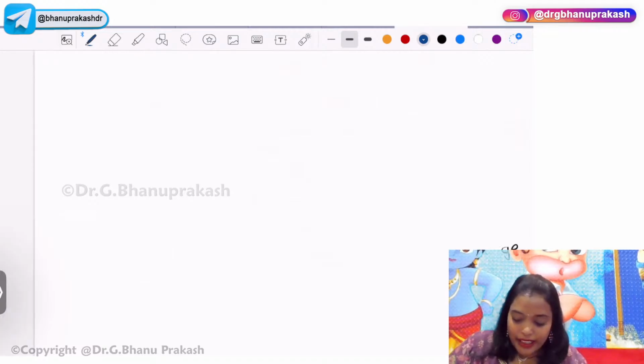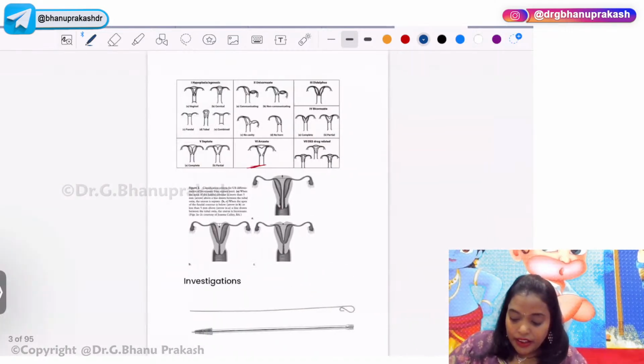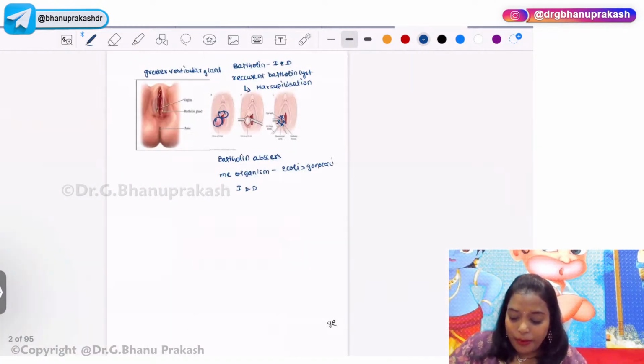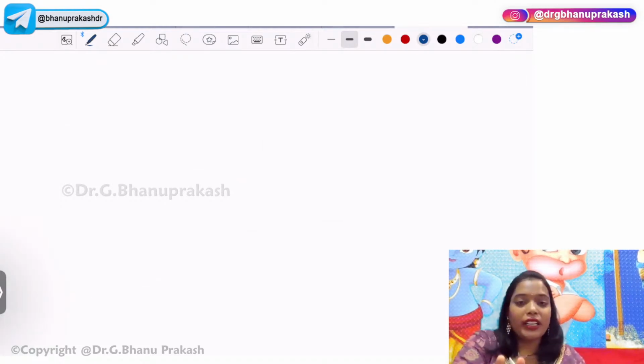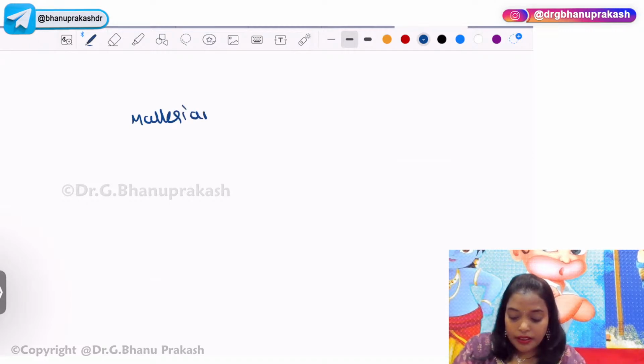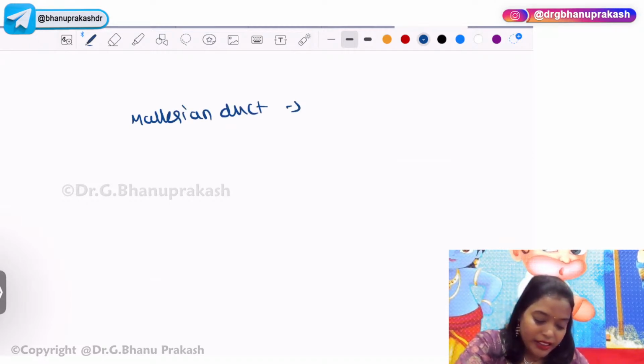Okay, next is congenital Mullerian malformation. Mullerian duct will give rise to uterus. You all agree with that? What are the 3 steps for the Mullerian duct to become uterus? Anybody can answer this? What are the 3 steps for the duct to become uterus?